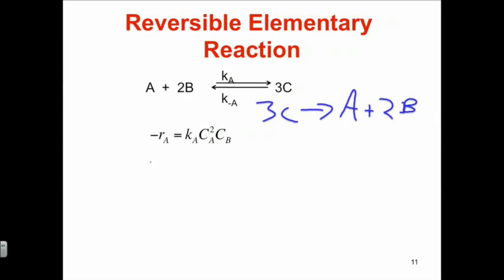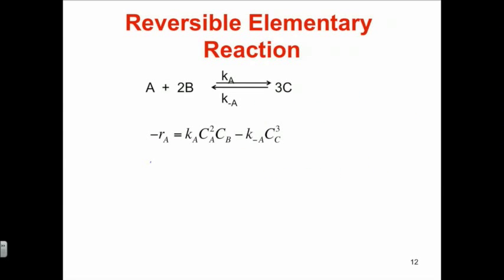In this case, what is the elementary rate law? Our reverse coefficient is going to be k_minus A to denote the reverse direction. And then we'll have that the formation of A is equal to k_minus A times the concentration of C to the third power. Since we're talking about this in terms of the rate of disappearance of A, we'll simply add a negative sign to both sides.